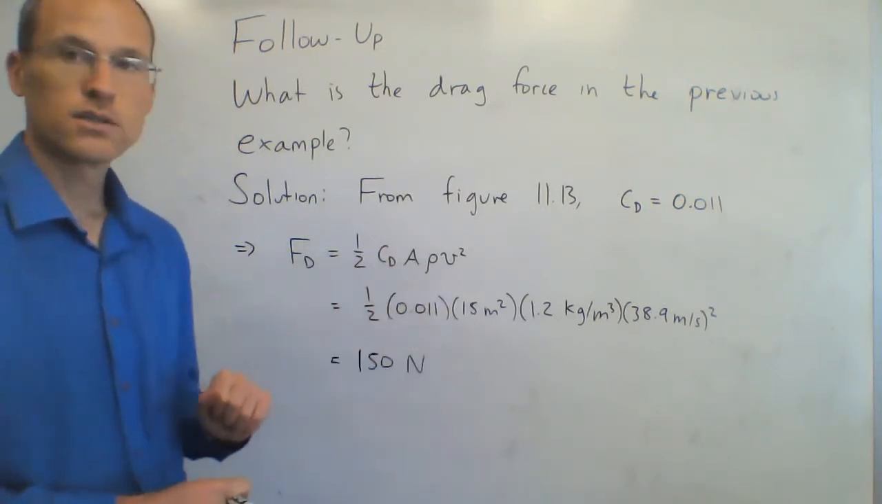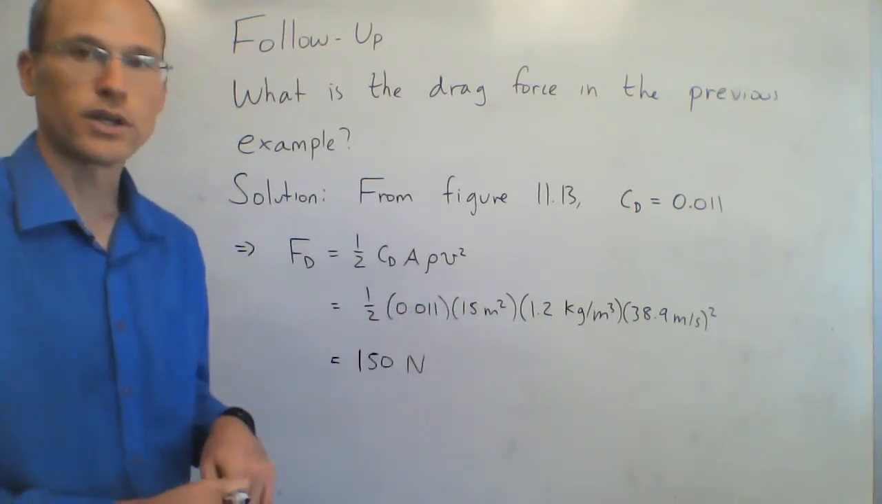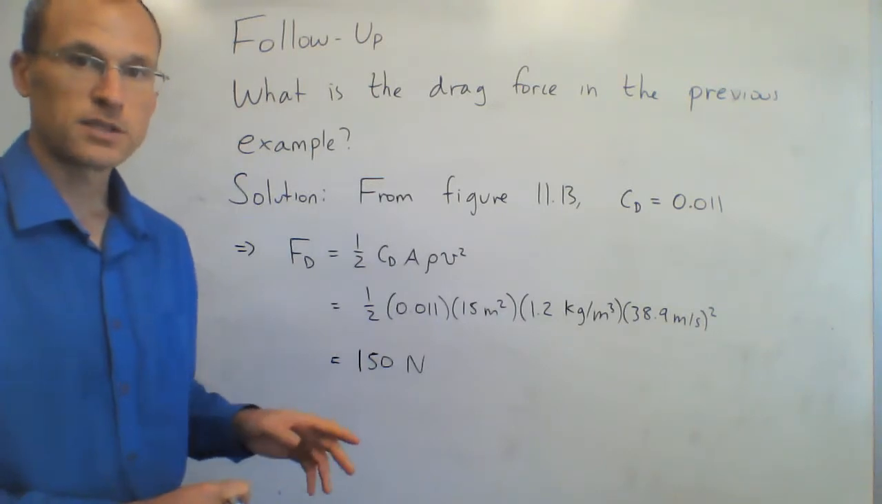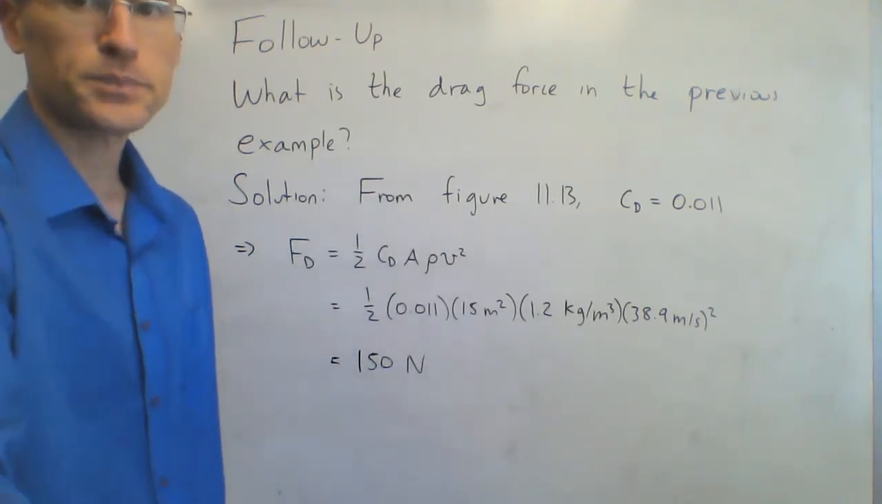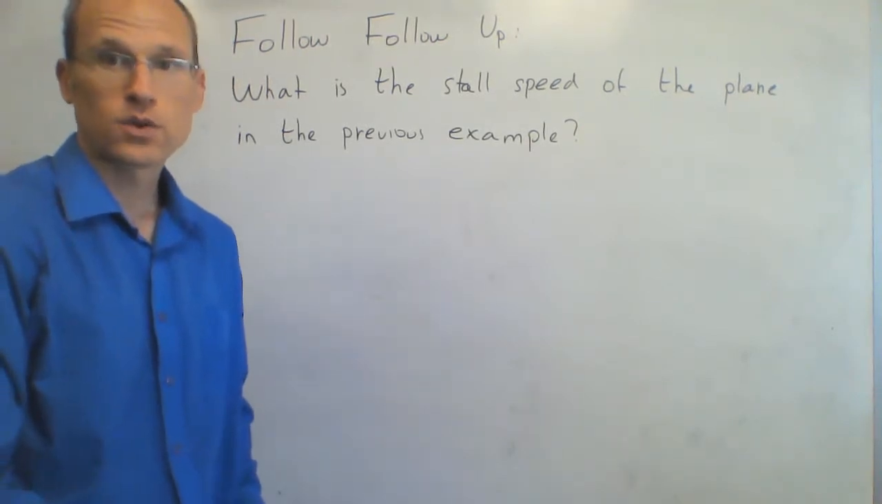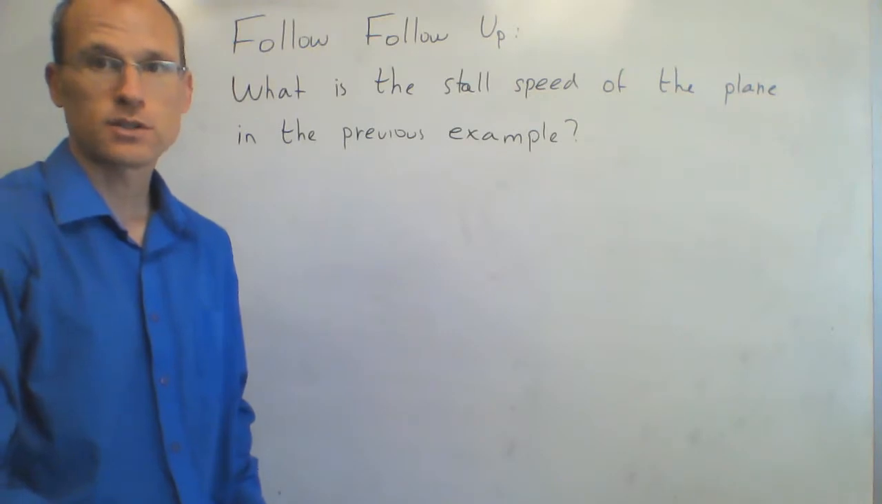So again, it's 15 square meters. Then density 1.2 and my velocity of 38.9 meters per second gives me a total drag force of 150 newtons in this case. Another follow-up to this question: I want to know what the stall speed is for that plane in that previous situation.